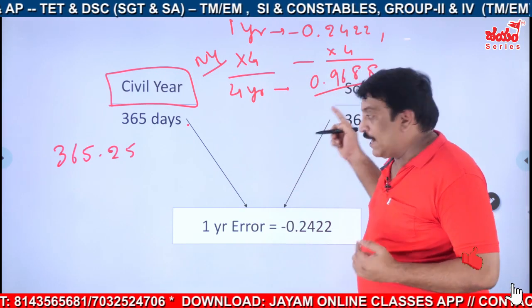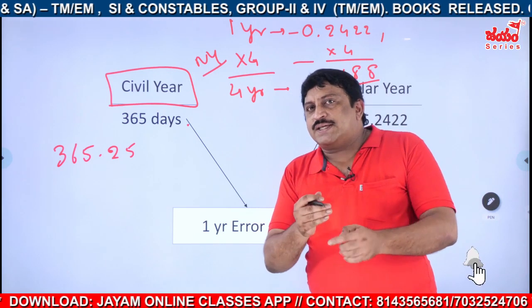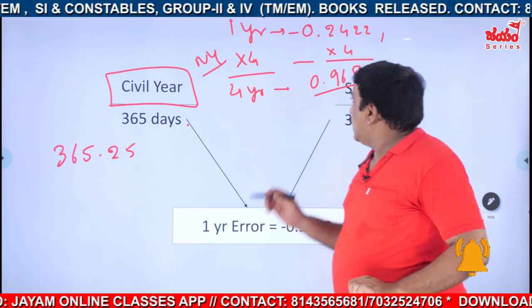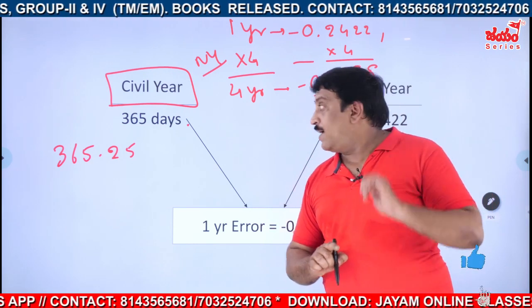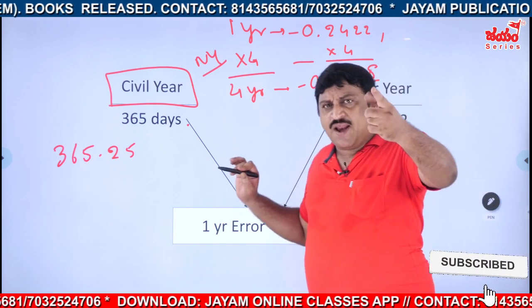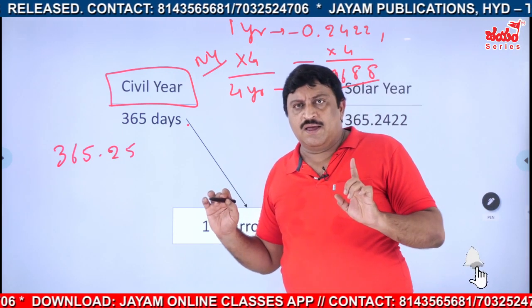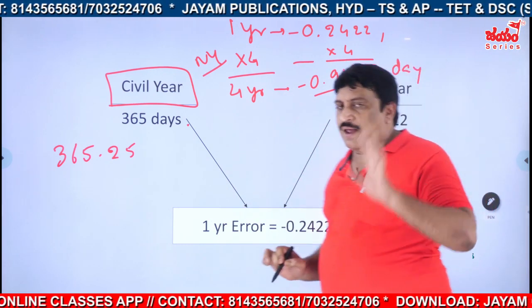Let me take this one. 0.9688 for 4 years. It is less by 4 years, right? But for this reason, what does 0.96 mean? Almost 1. And 1 means what? 1 day. 0.9688 day means nothing but 1 day.